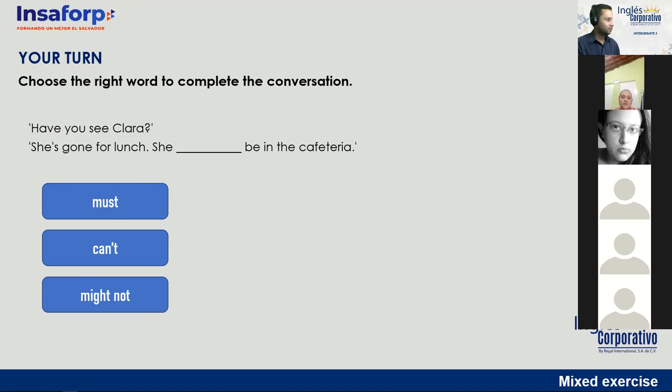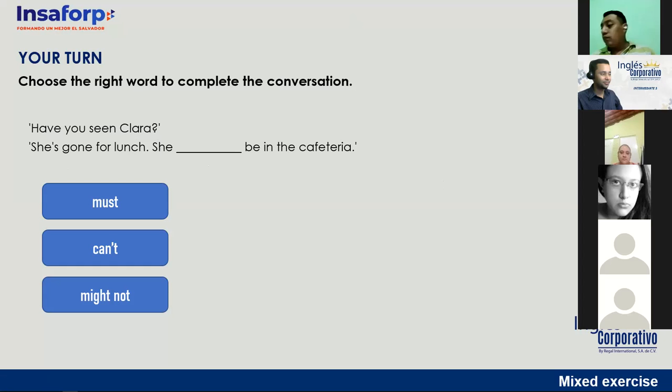The next one. Have you seen Clara? She's gone for lunch. She must be in the cafeteria. She can't be in the cafeteria, or she might not be in the cafeteria. What do you think? Raise your hand, please. Your virtual hand. Your yellow virtual hand. Francisco.